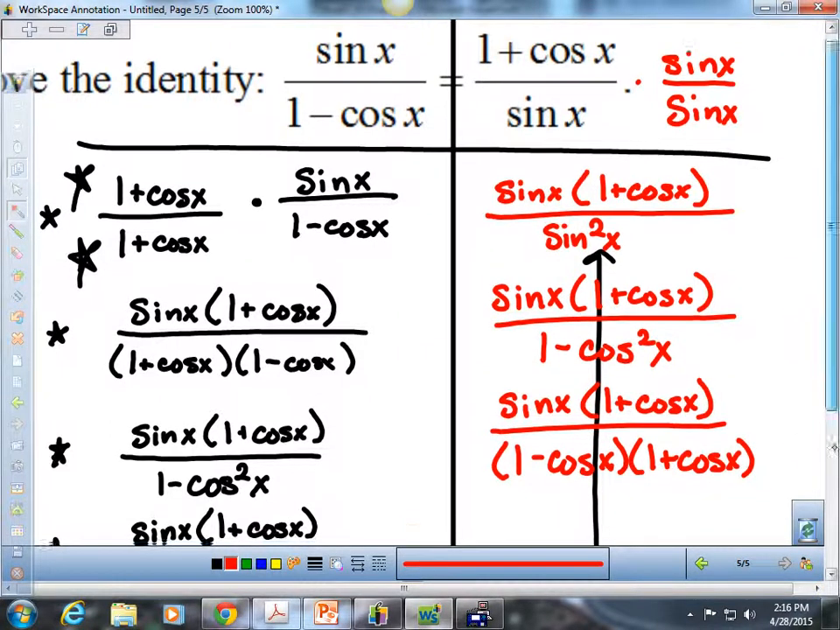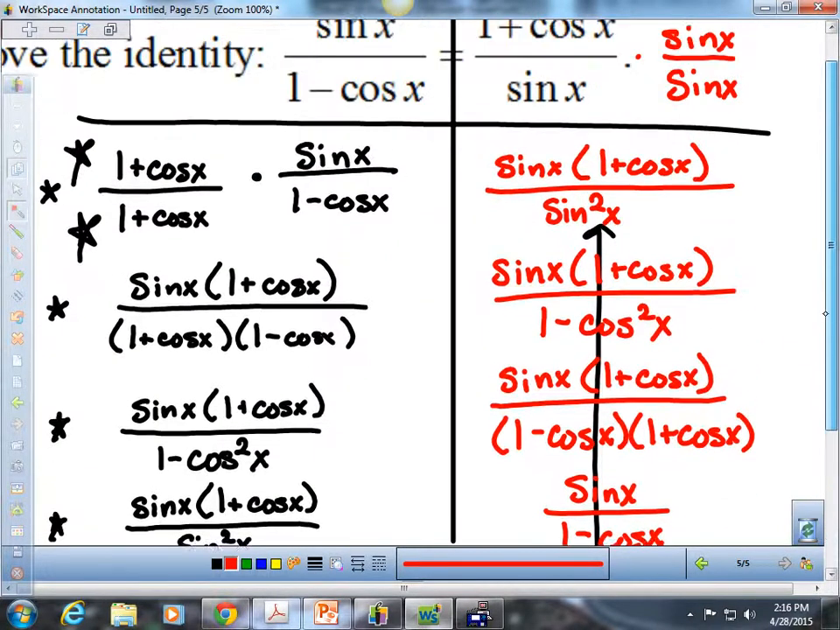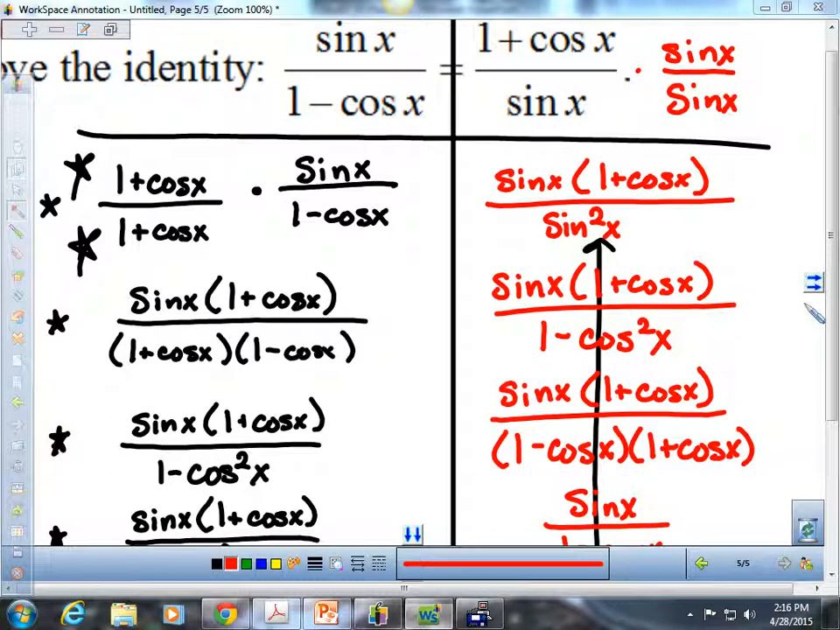Now can I cancel? And what cancels out? The 1 pluses, right? And leaves me with sine x over 1 minus cosine x. And is that exactly what I have on the other side? Yep. So could I have worked on either side with this one? Yes. Okay, it's just there's no operations or anything that are indicated to me in this one. And if you ever come across a case like that where there's nothing really indicated for you to do, multiply by 1.